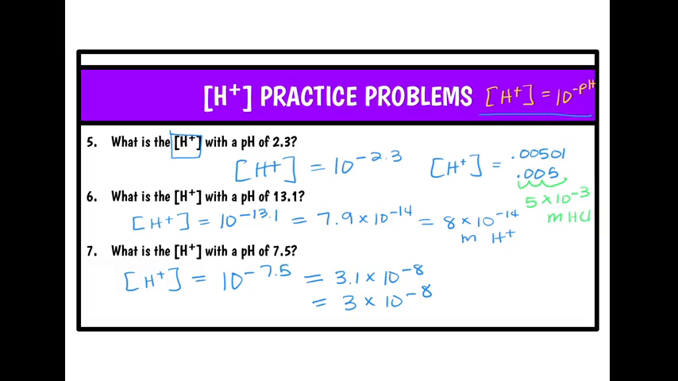Okay, now I know this isn't one of the questions on here, but I always want you guys to understand conceptually what's going on here. So a second ago, I told you guys the larger your hydrogen ion concentration, the lower the pH would be.